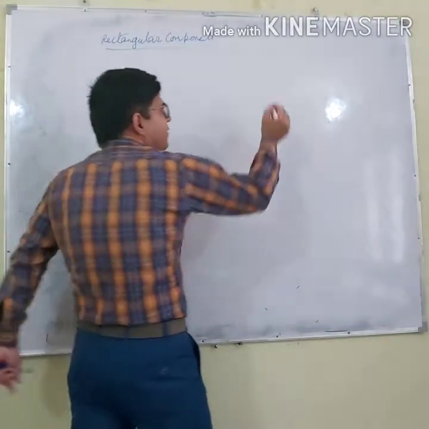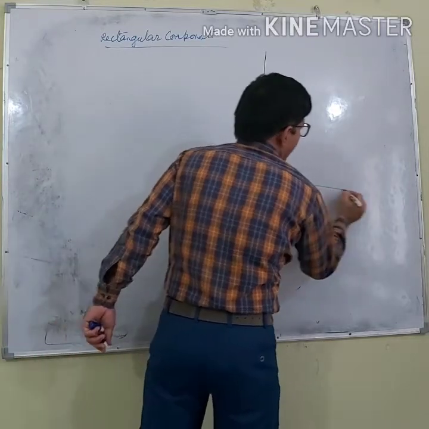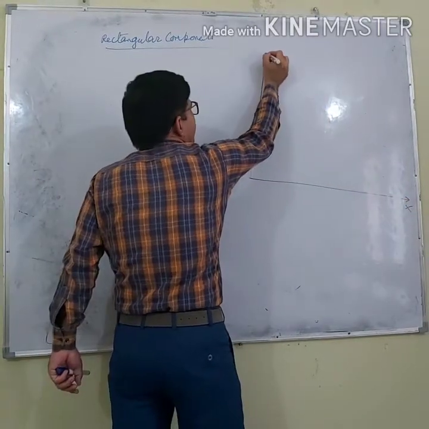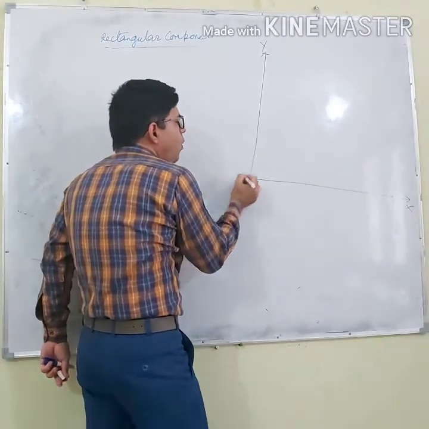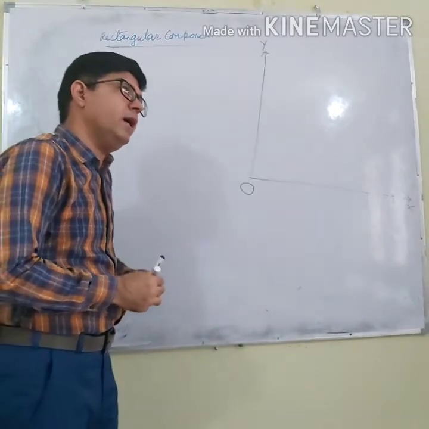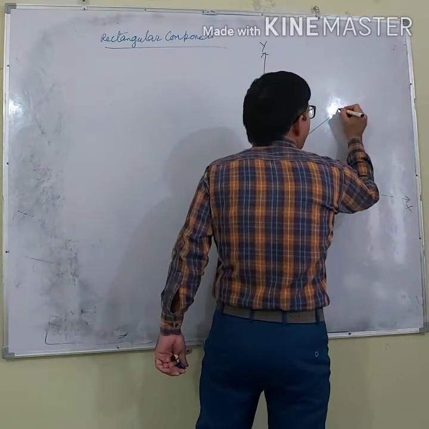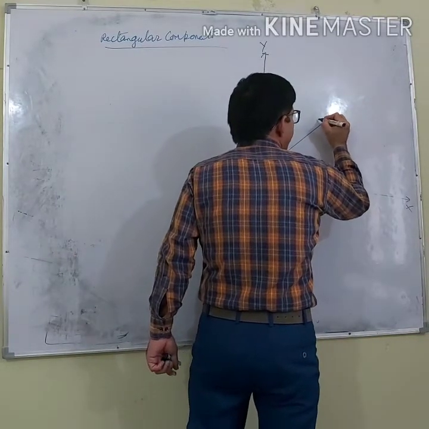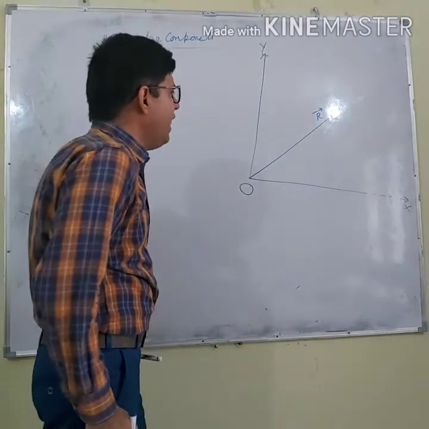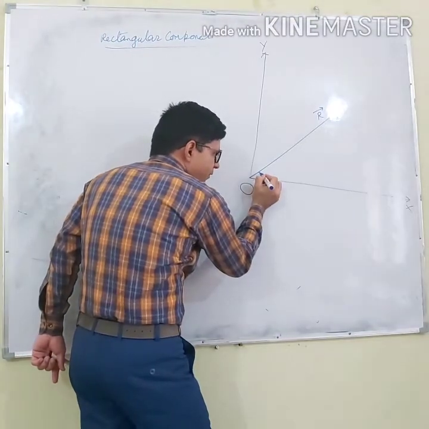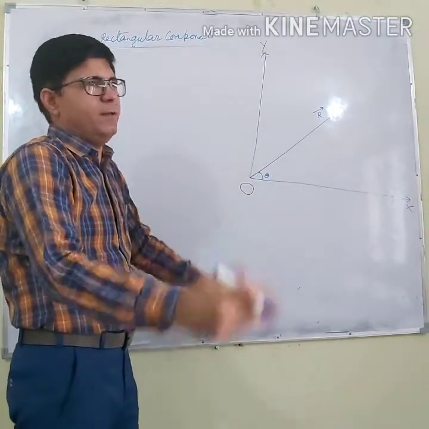Now let us say we are having two axes, one is the x-axis, another one is the y-axis, and let O be the origin. Now let us say I am given a vector R such that this vector makes an angle theta with the x-axis.